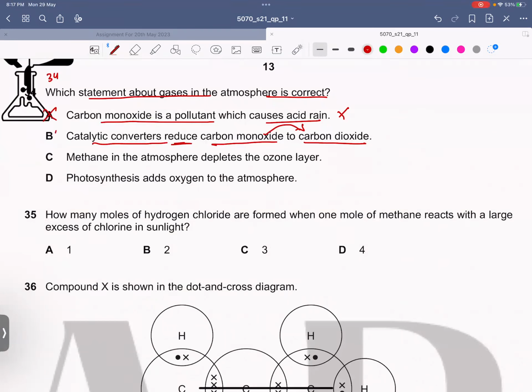So you have to read the statement very carefully. This is happening, but this is not a reduction. Methane in the atmosphere depletes the ozone layer. That is also completely wrong. Photosynthesis adds oxygen to the atmosphere. Yes, because in photosynthesis, oxygen is being produced. So D is the correct answer.